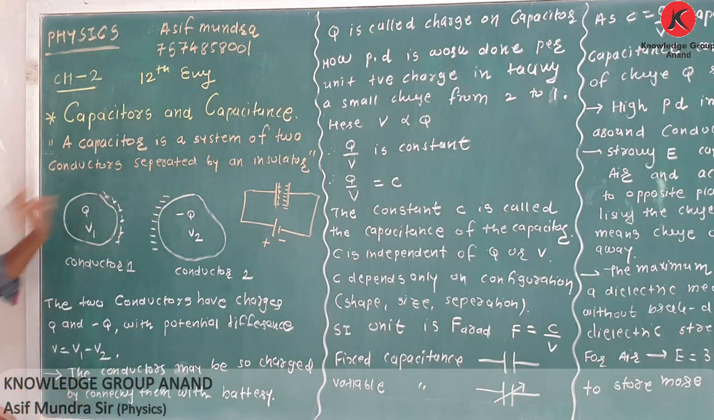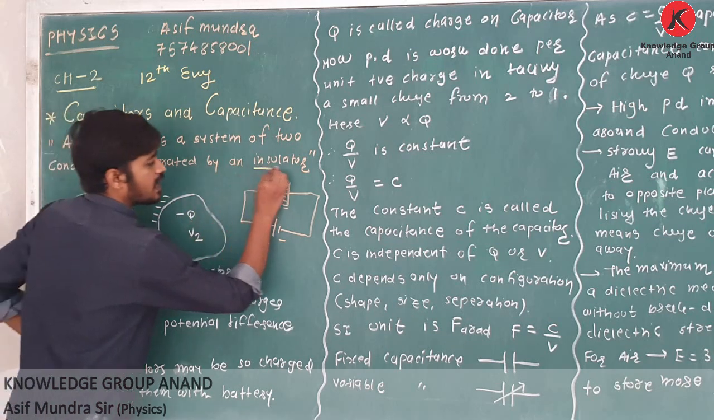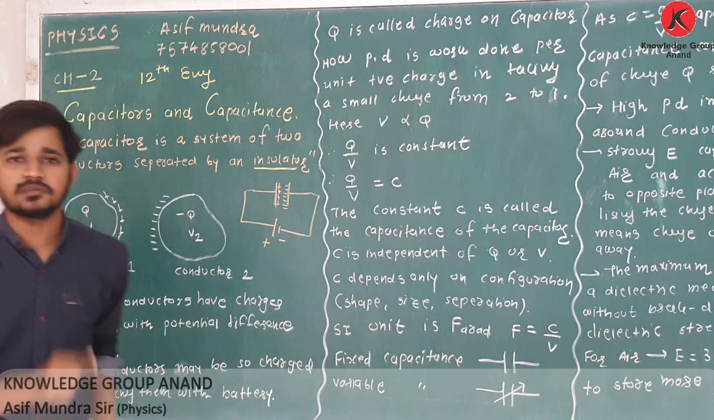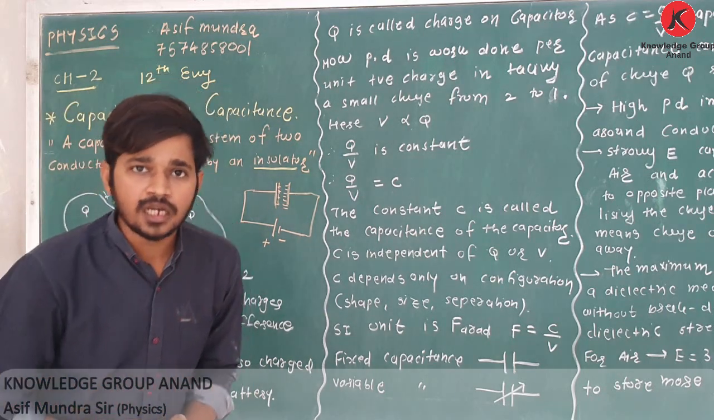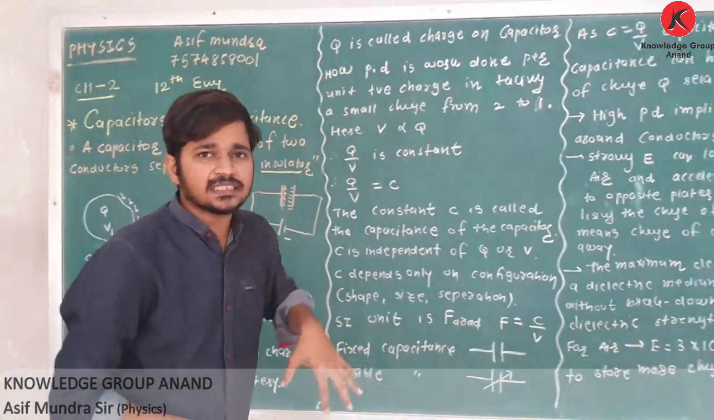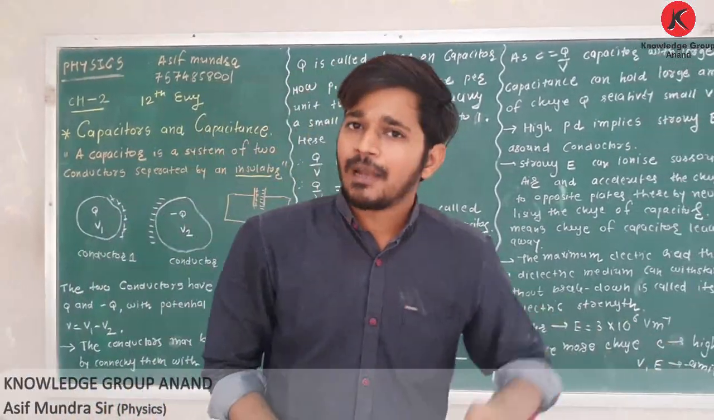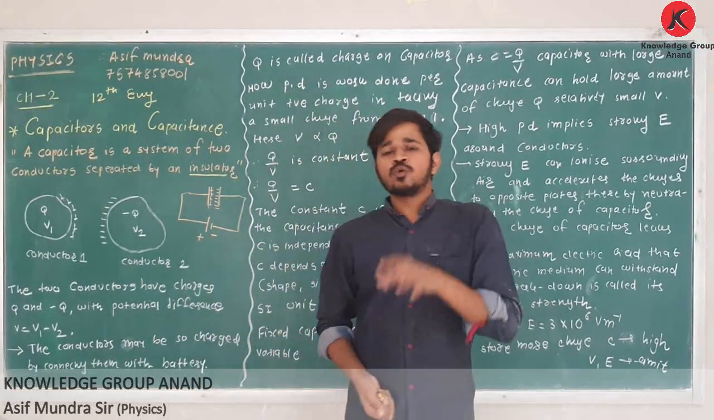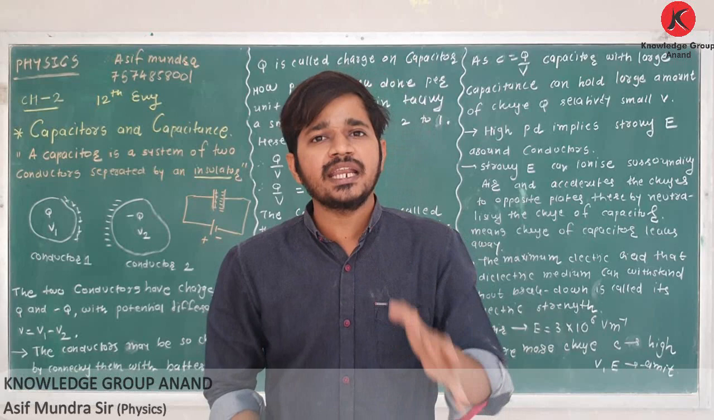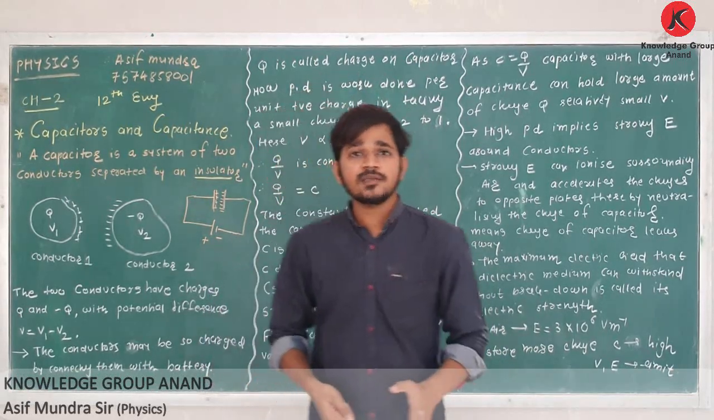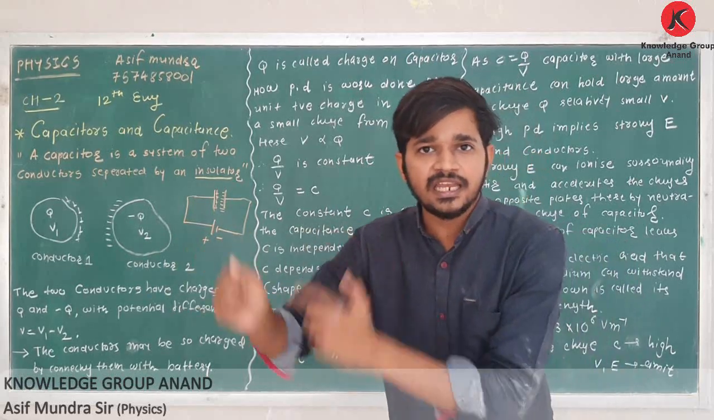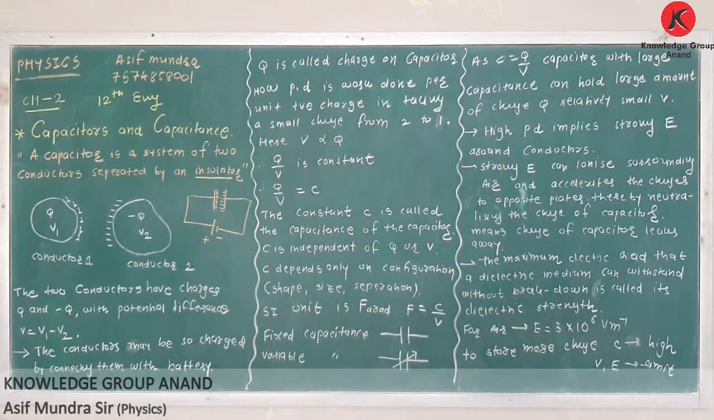A capacitor is a system of two conductors separated by an insulator. The medium between them must be an insulator. Clear? So it is about capacitor and capacitance basics. Now there are types of capacitors, but in our NCERT textbook we will study only one capacitor, that is the parallel plate capacitor. What is its equation of capacitance? We will study in the next lecture.